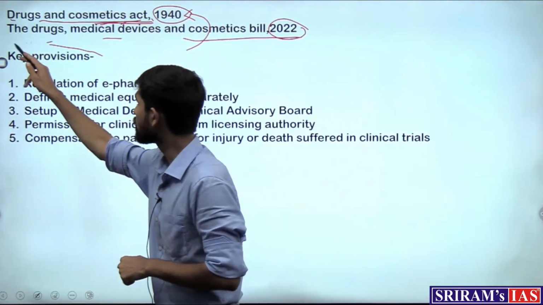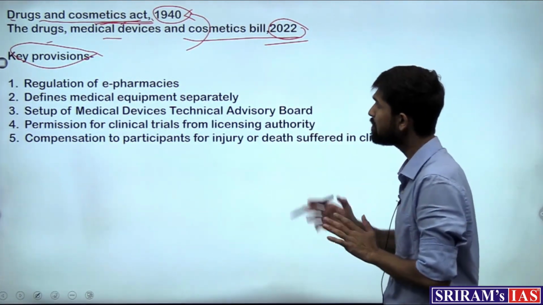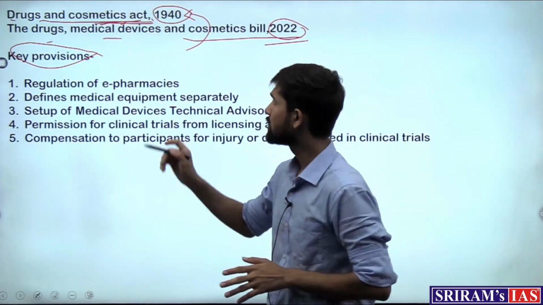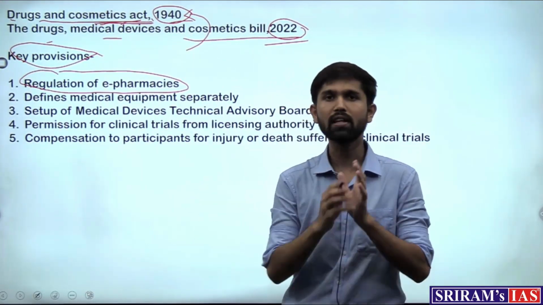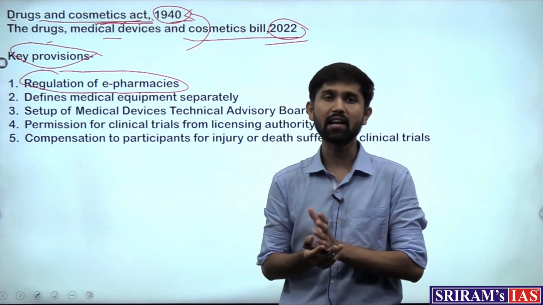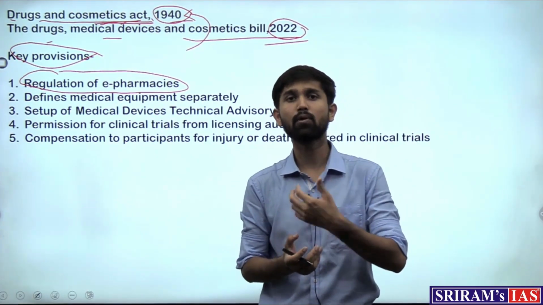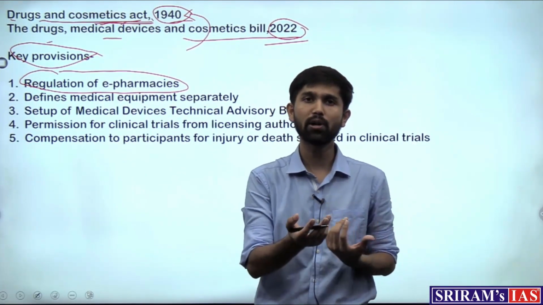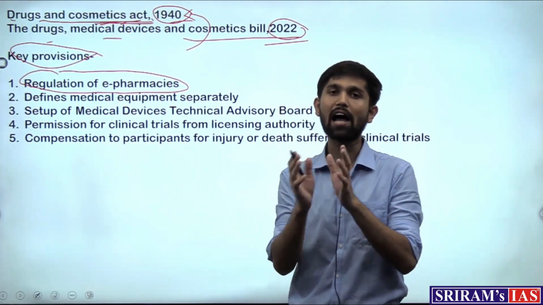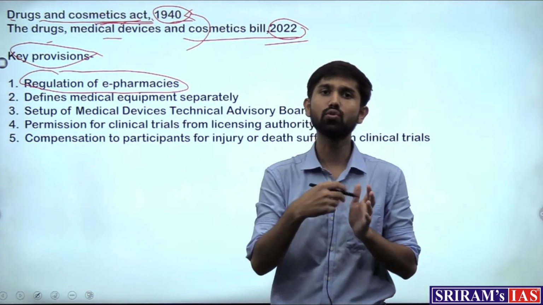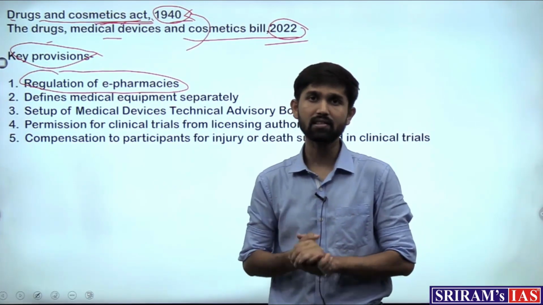So, talking about the key provisions of the Drugs, Medical Devices and Cosmetics Bill of 2022. What does this bill say? First of all, it has brought in the concept of regulation of e-pharmacies. Now, in the old act of 1940, there were no e-pharmacies, but in today's era we see a lot of e-commerce sites functioning as e-pharmacies, where they provide medicines and other products to us, like Flipkart or other apps do. These pharmacies have certain gray areas where it is not clear who is regulating them, and because of this regulation gray area, a lot of malpractices can go unnoticed.